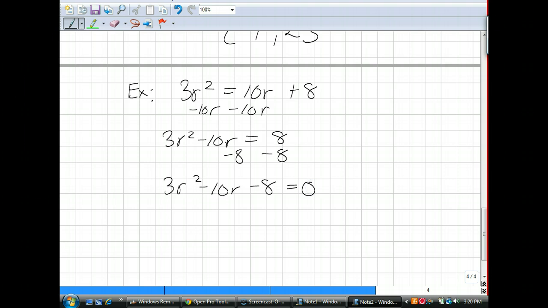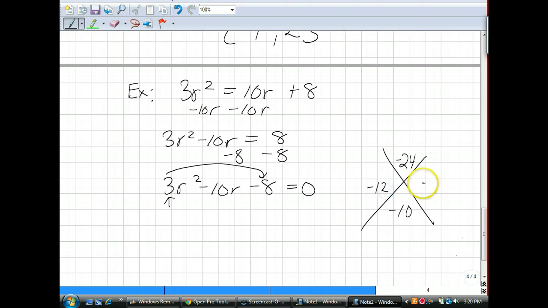Then step number 2 is to factor. There's no common factors, but in this case I have a leading coefficient. So I have to multiply that times the constant. But I have 3 terms, so I'm going to do my x. So 3 times negative 8 is negative 24 and negative 10. So what times what is negative 24 but adds up to negative 10?